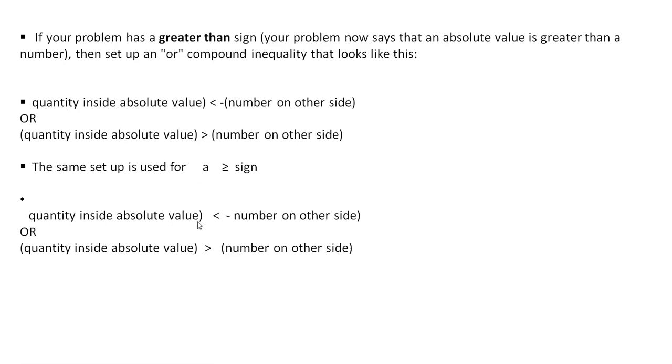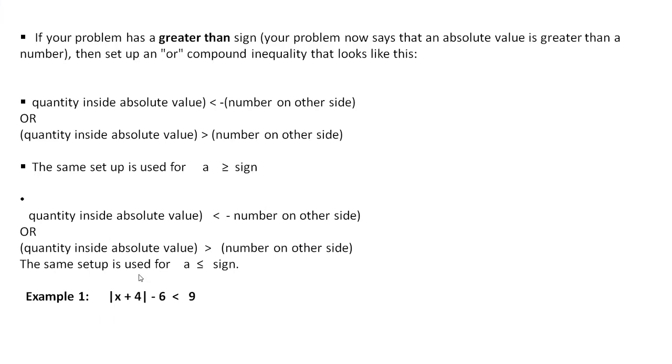The quantity inside the absolute value sign is less than the negative number on the other side, or the quantity inside the absolute value sign is greater than the number on the other side. The same setup is used if it is a less than or equal to sign. Now consider example 1.